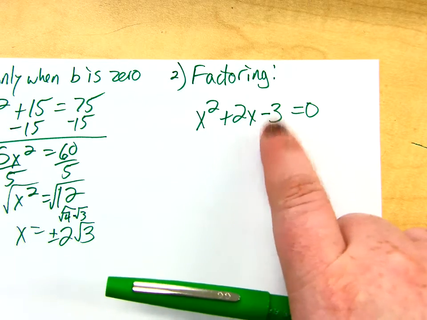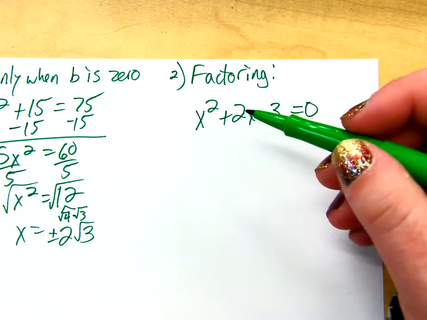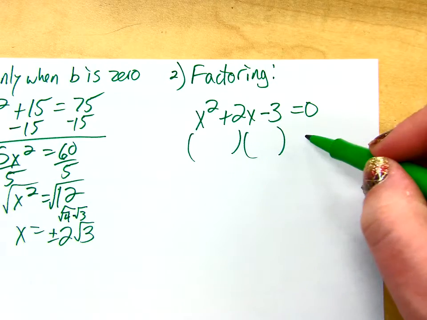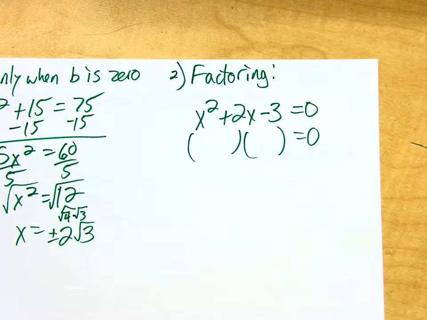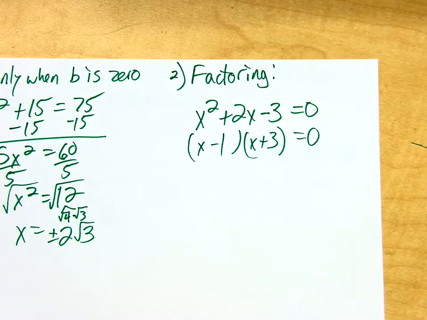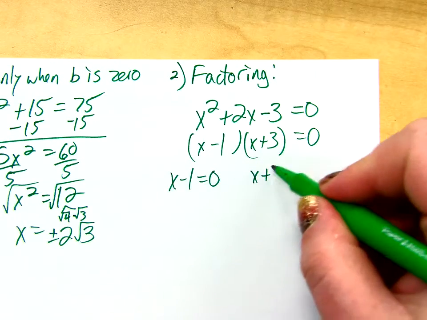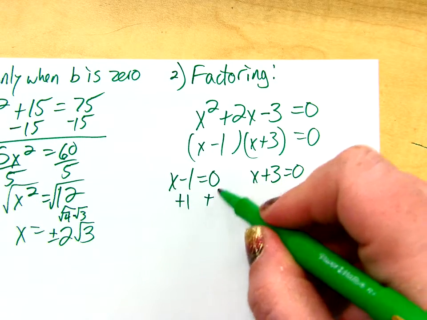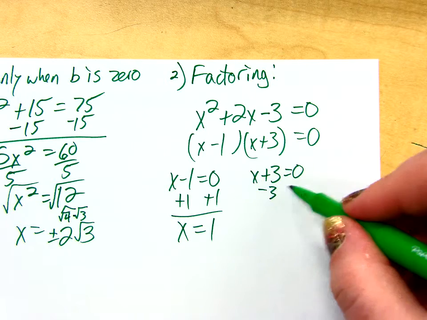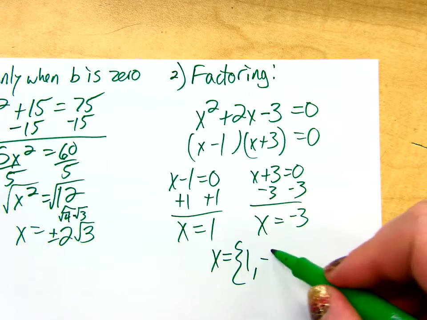Okay, a is 1. So are there factors of negative 3 that add to positive 2? If there are, I can factor this. Negative 1 and a positive 3. Everybody agree? Once you have this thing factored, you just set each factor equal to 0 and literally just solve each one. So one of your answers is 1. The other one is negative 3. So there are your 2 answers, in this case, 1 and negative 3.